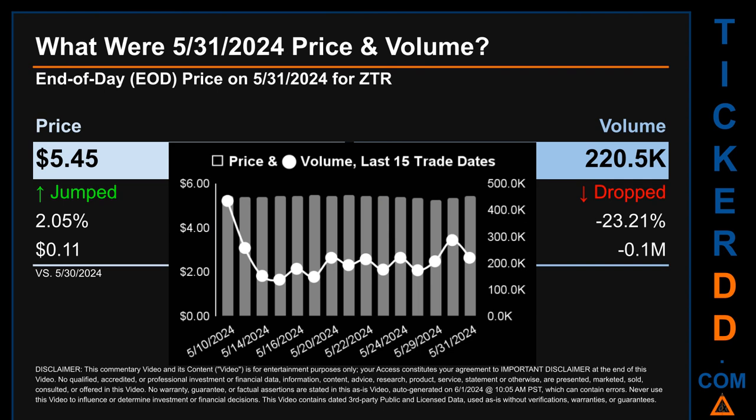Across a range of 21 cents, the max and minimum end-of-day price were respectively 5.48 and 5.27. Volume saw a range of 297.3 thousand, from a day low of 137.9 thousand to a day high of 435.1 thousand.